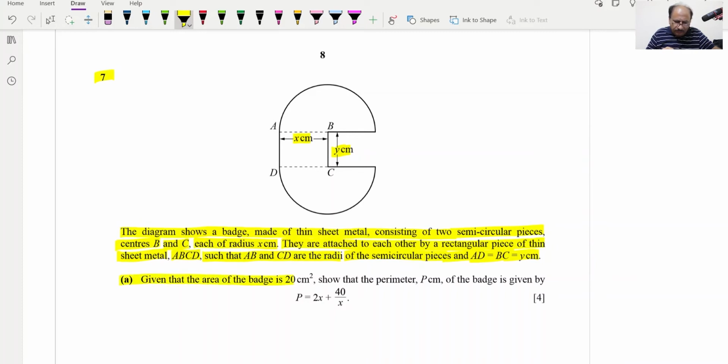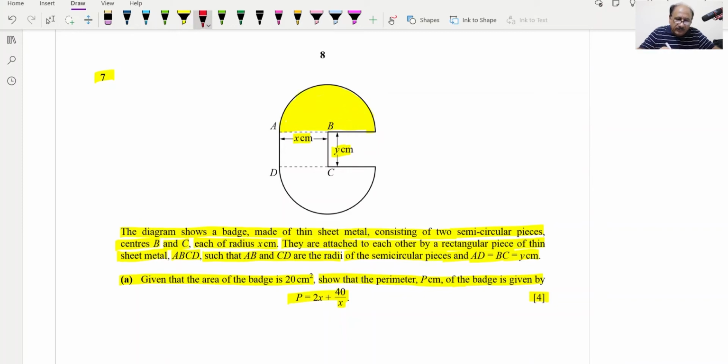Given that the area of the badge is 20 centimeters squared, show that the perimeter p centimeters of the badge is given by this equation, and this is a 4 marks question. So what we will be doing, we can understand the question first. The question is, this is a semicircle. Basically this is a semicircle and the area of this whole complete badge is provided.